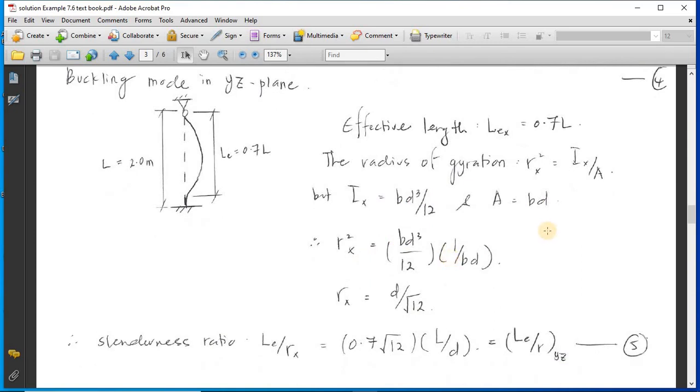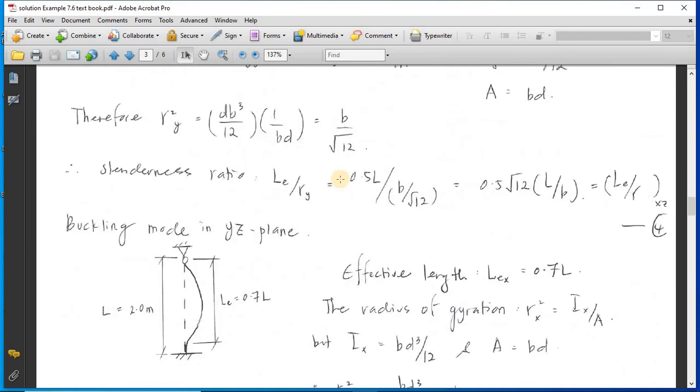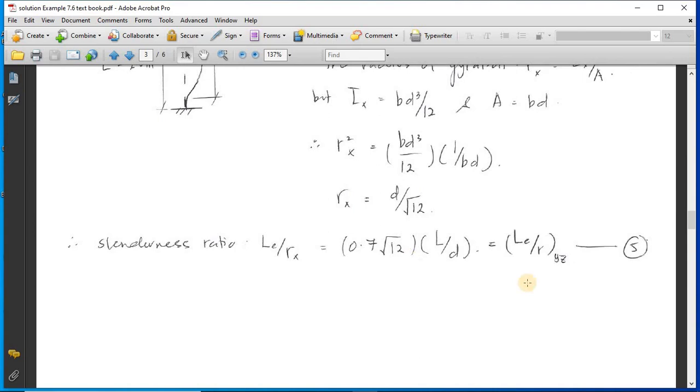By substituting the Rx and the Ix into the slenderness ratio equation for this plane, LE over R in the YZ plane, you will get equation 5. Simplifying everything, you will get that LE over R in the YZ plane is equal to 0.7 multiplied by the square root of 12 multiplied by L over D.